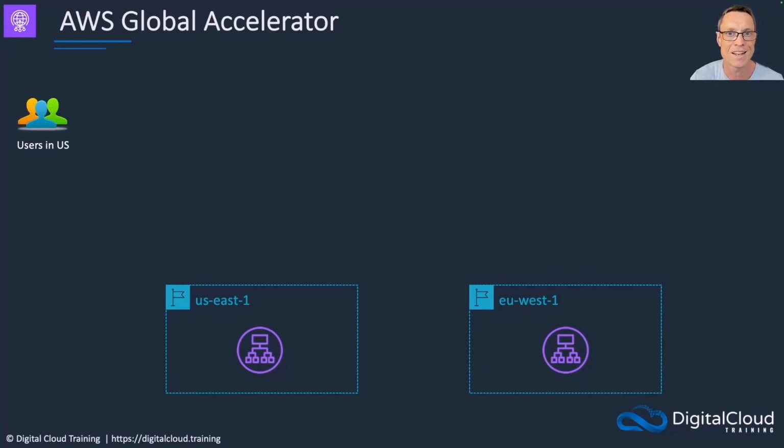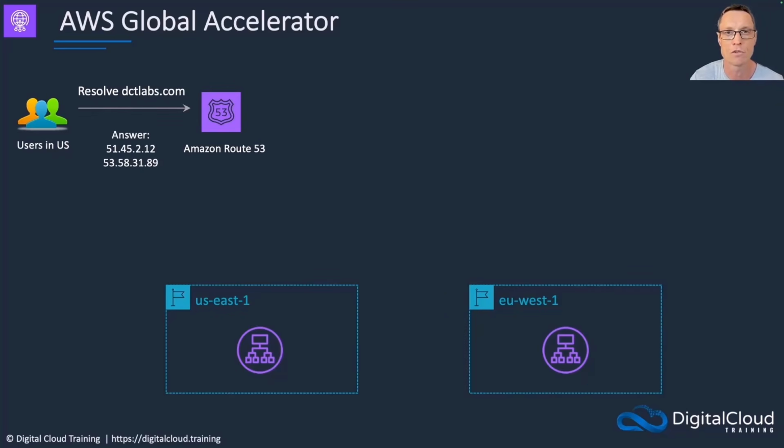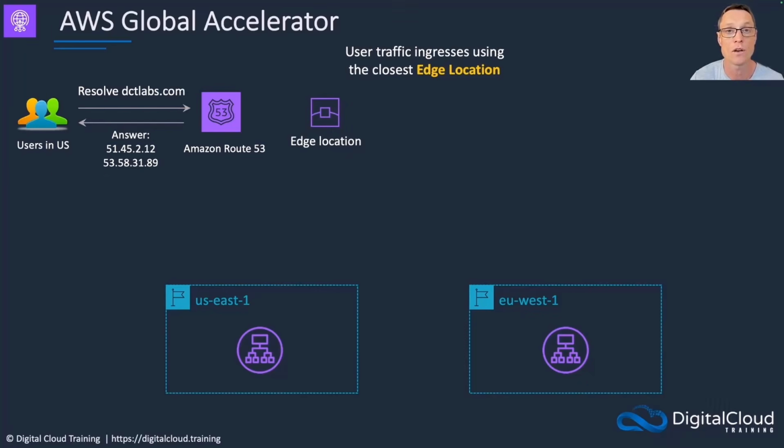Well, Global Accelerator can leverage the CloudFront network of points of presence around the world. So here, let's say we have some users in the US and they try to resolve dctlabs.com. Let's just say that's the DNS name for this application. And Route 53 is going to respond with an answer. Now, this answer is 2 IP addresses, which are IPs that are going to resolve to the application. We'll talk more about those in a moment. Now, what happens at this point is the users are going to be routed to the closest edge locations.